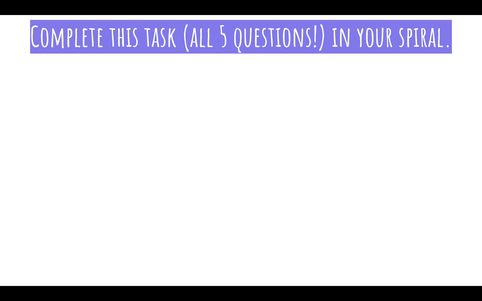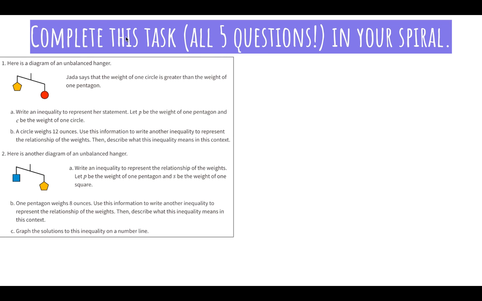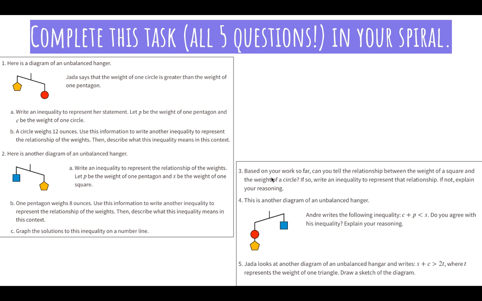Please complete this task in your spiral. Notice that, for example, question 1 talks about this diagram with a pentagon, this yellow shape, and a circle here that's red. You have 2 questions about that unbalanced hanger, and then you can go on to step 2. It has a new hanger, steps A, B, and C. Step 3, you're thinking about the relationship between this blue square here in number 2 and this red circle here in number 1, since they're both being compared to the yellow pentagon.